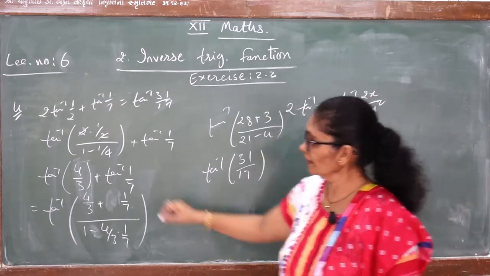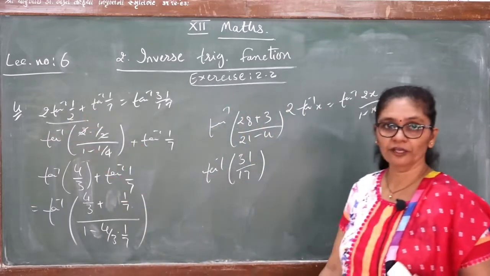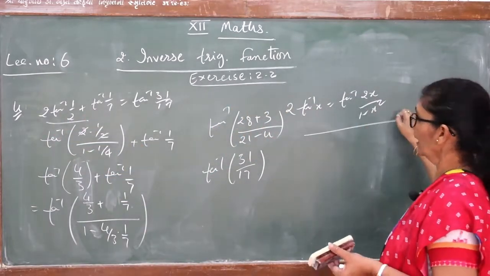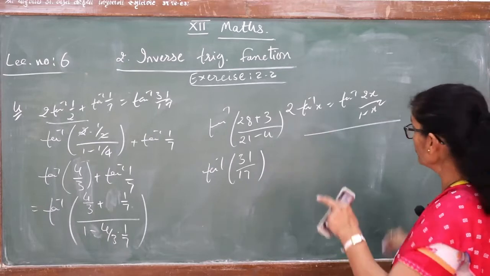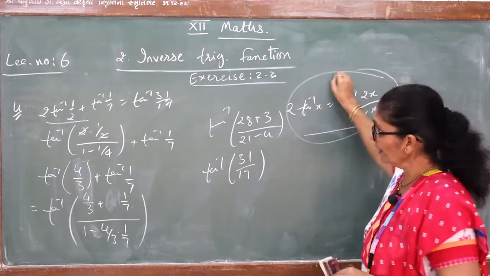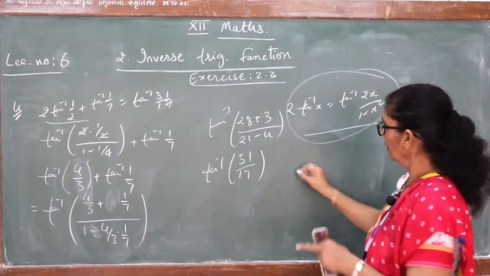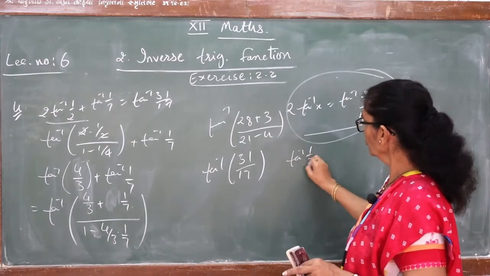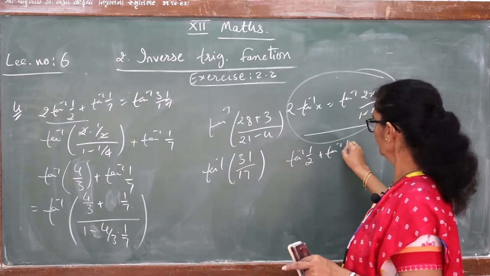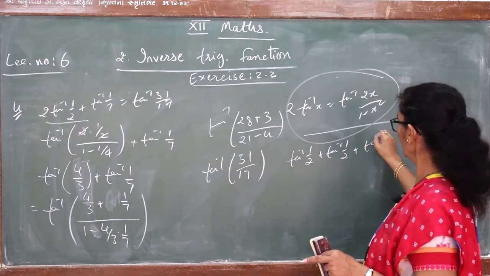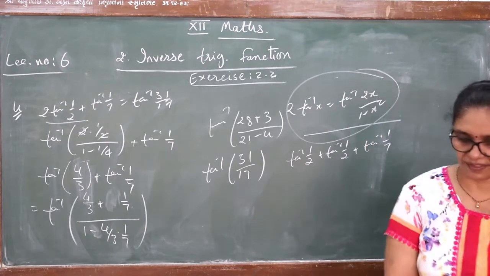The main important thing is 2 tan inverse half. If you remember this formula, then you can solve it easily. Suppose you forgot this formula, then you can still solve this question. How can you solve? You can write 2 times tan inverse half and then tan inverse 1 by 7. This way we can write.